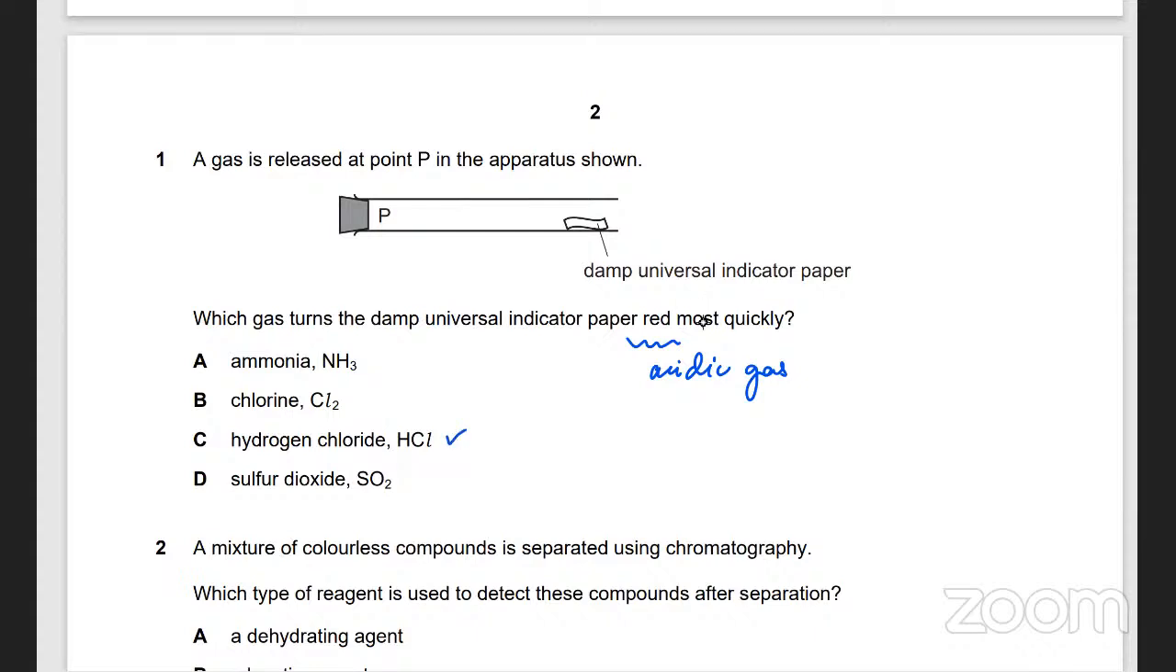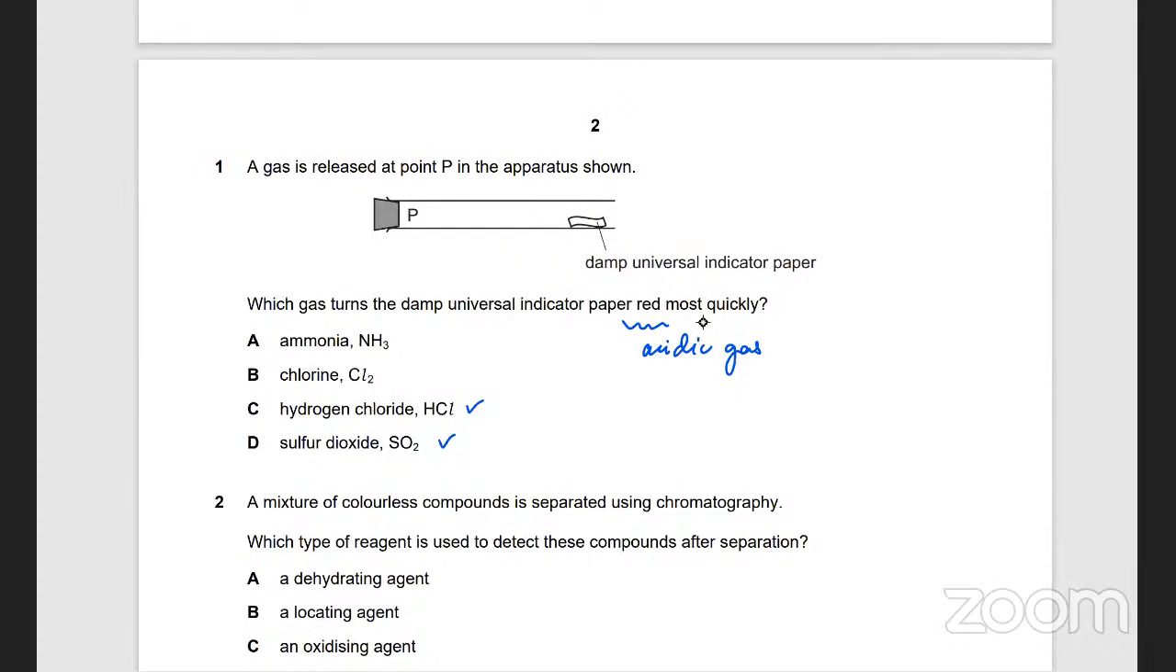It's between these two, right? Because these two are acidic, right? This one forms sulfurous acid if you add water to it. Ammonia is the base. You can remember that. Ammonia is a base. Cl2 bleaches it. It makes it colorless. That's the test for Cl2.